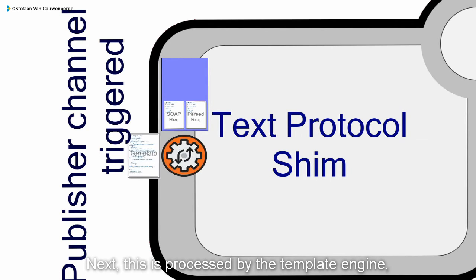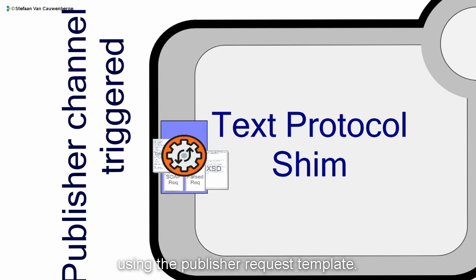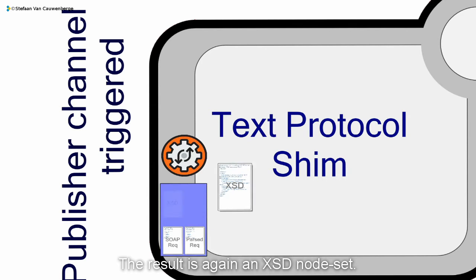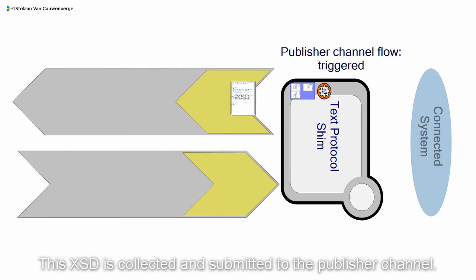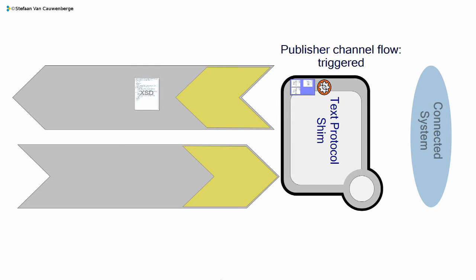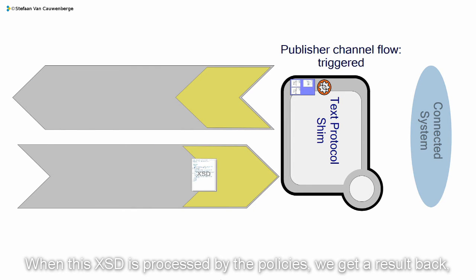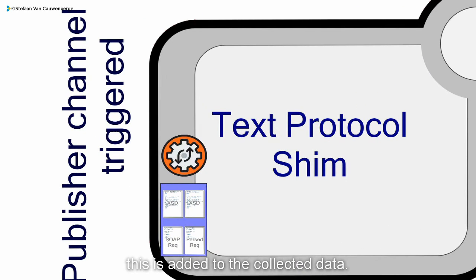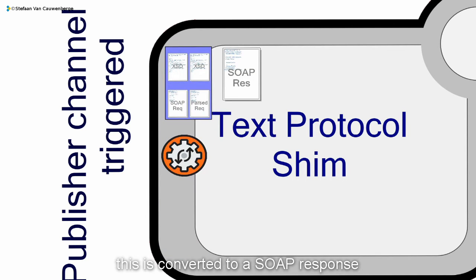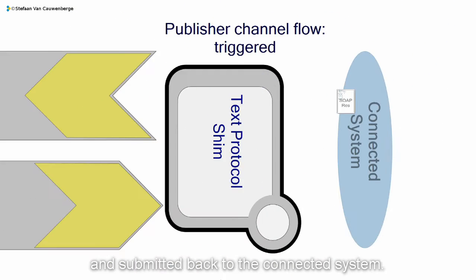Next, this is processed by the template engine, using the publisher request template. The result is again an XSD node set. This XSD is collected and submitted to the publisher channel. When the XSD is processed by the policies, we get the result back. This is added to the collected data. Using the fourth and last template, this is converted to a SOAP response and submitted back to the connected system.